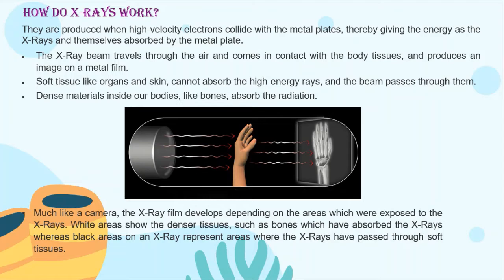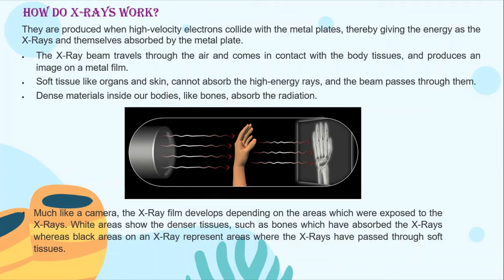X-rays are produced when high velocity electrons collide with a metal plate, giving off energy as X-rays. The X-ray beam travels through the air and comes in contact with the body tissue and produces an image on a metal film. Soft tissue like organs and skin cannot absorb the high energy rays and the beam just passes through them, but dense material inside our body, such as bones, absorbs the radiation.